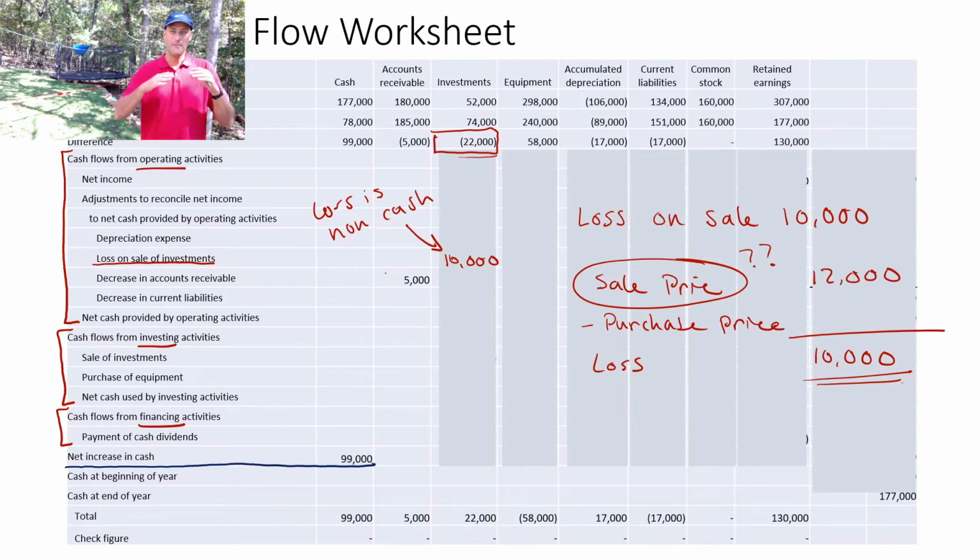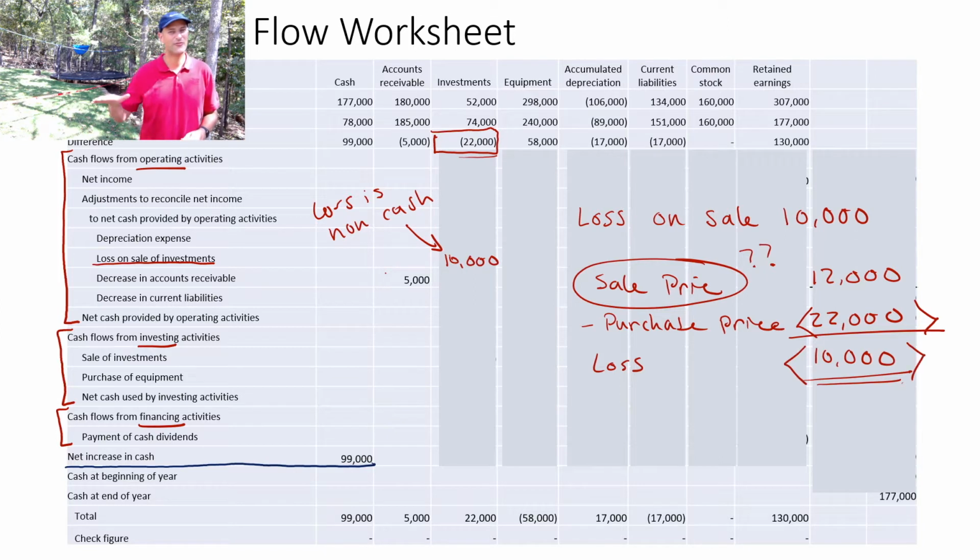So backing up, here's what happened. We had investments on our books at the beginning of the year worth $74,000. We sold $22,000 of those investments, but we only sold them for $12,000, which is what generated the $10,000 loss. Now, we sold them for $12,000. That is a cash inflow of $12,000.